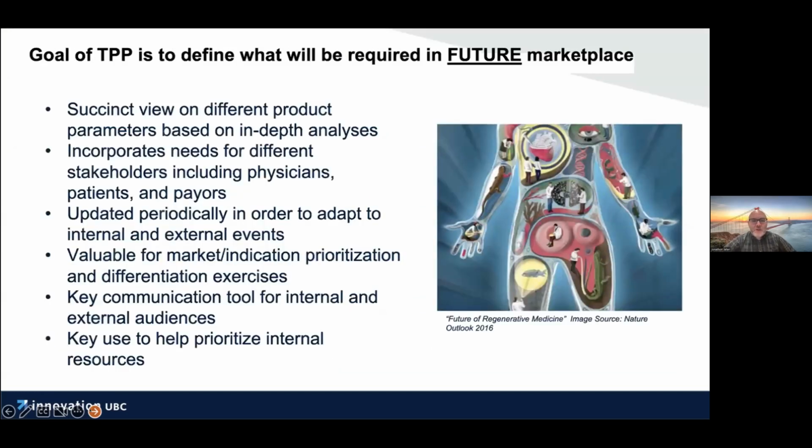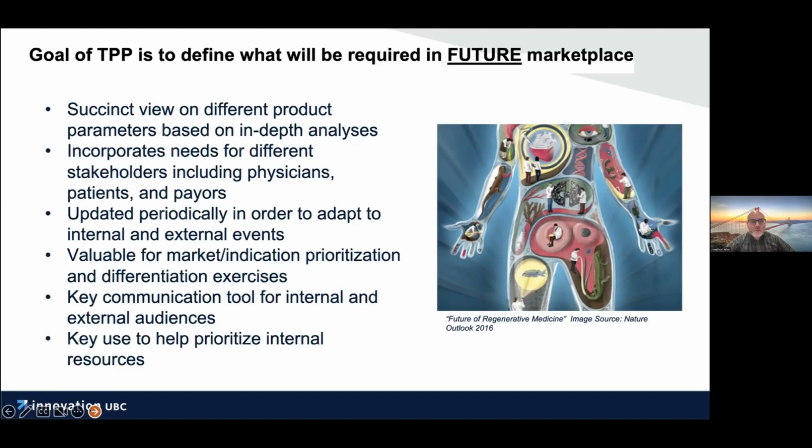And so the TPP is really to define what will be required in the future marketplace, essentially at the point where your product is going to launch. So for many of us working in the early stage space, it's a window to the future, minimum 7 to 10 years down the road. It's a summary view on the different product parameters based on in-depth analysis of current treatments and what's in the pipeline. And as it evolves, you can incorporate the needs for different stakeholders, including the physicians, patients and payers, and also other groups such as nurses, et cetera.